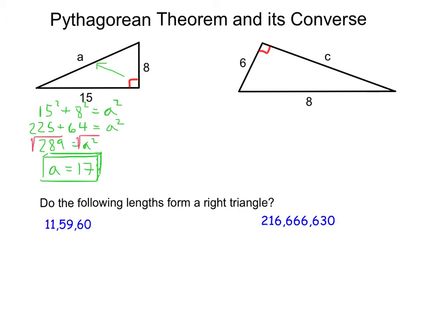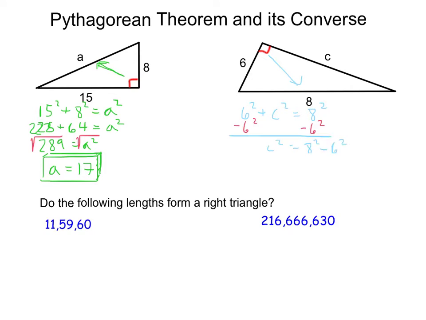Now we turn our attention over here. Opposite the 90-degree angle we have this 8. So C in this case is not going to be the hypotenuse either, and I'm going to write the equation. So 6 squared plus C squared is 8 squared. I've got to get C squared by itself. I'm going to subtract 6 squared from both sides.